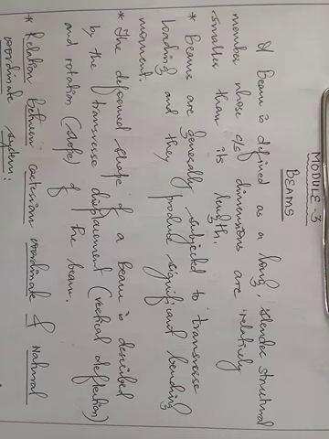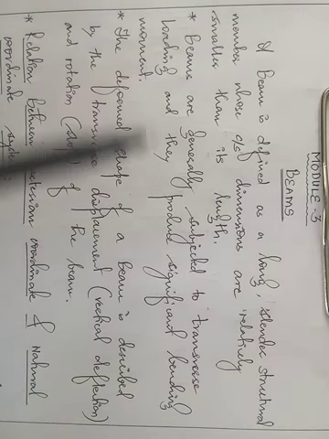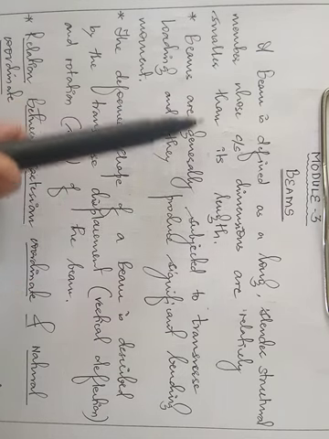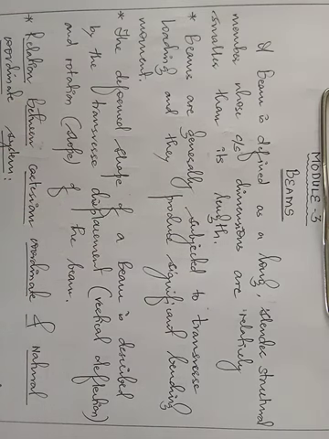So a beam is defined as a long slender structural member whose cross-sectional dimensions are relatively smaller than its length. So what does it mean? The length is very large when compared to its diameter. So such a structure we call it as beam.